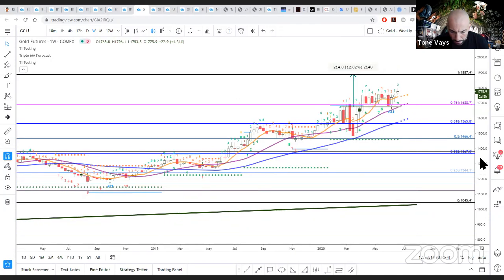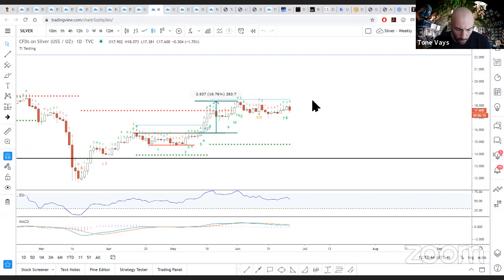Okay, let's move on. Oil. Oil is also following the S&P 500. The S&P 500 has been consolidating, and so has oil.